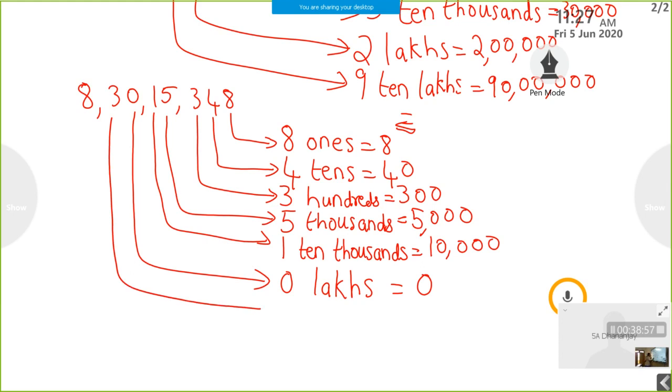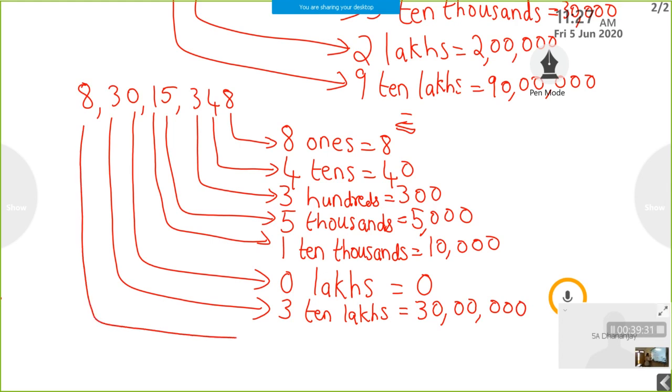Then the next one is the place value of 3. 3 is in which place? 3 is in 10 lakhs place. So when 3 is in 10 lakhs place, what is the place value? 3 into 10 lakh. When you multiply, you will get 30 lakhs. And the last digit is 8.